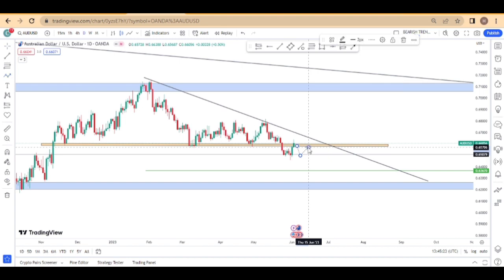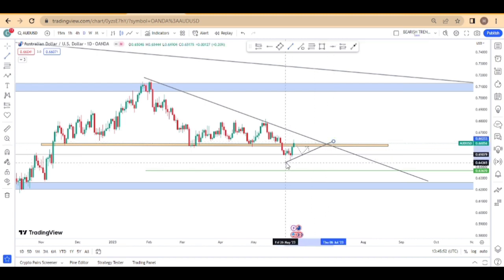It has created this low here already. So what I'm looking for is price to spike down a little bit, create another low, and tap back into this previous support, which is now a resistance. Once price does this, it will create room for me to have my counter trend line like this. And if the market fulfills all these criteria, then I'll be interested in shorting this market.